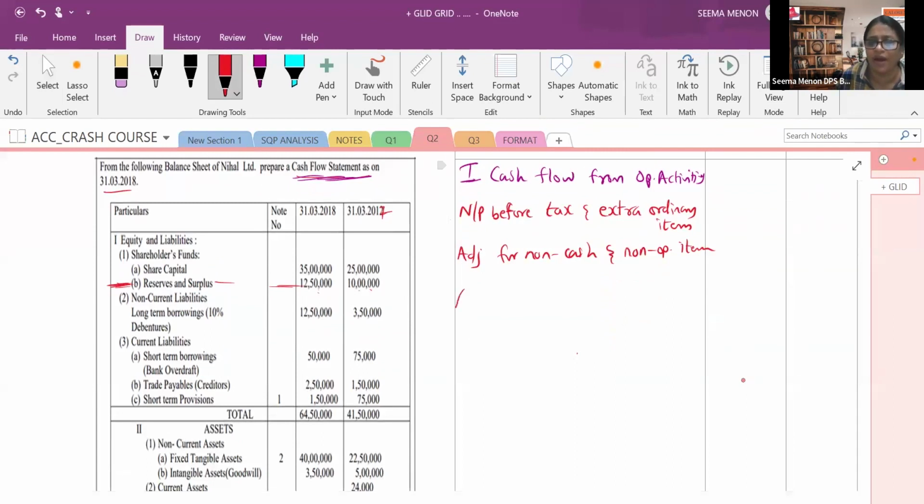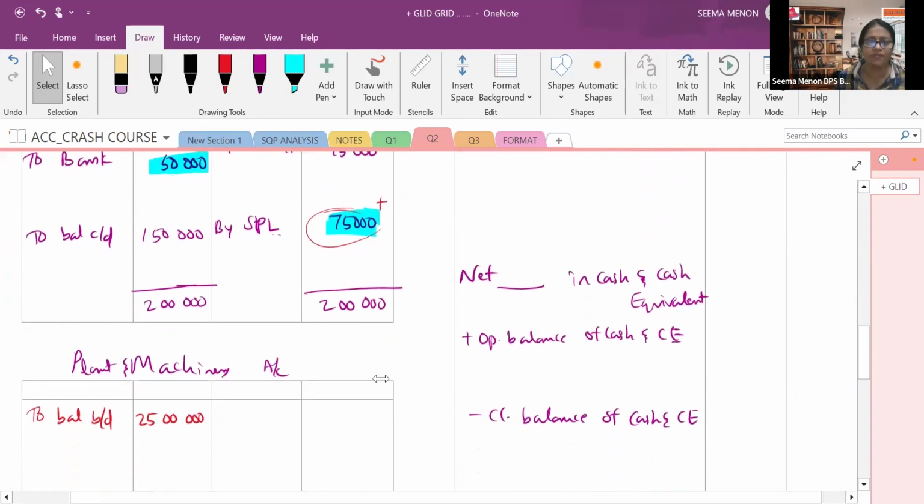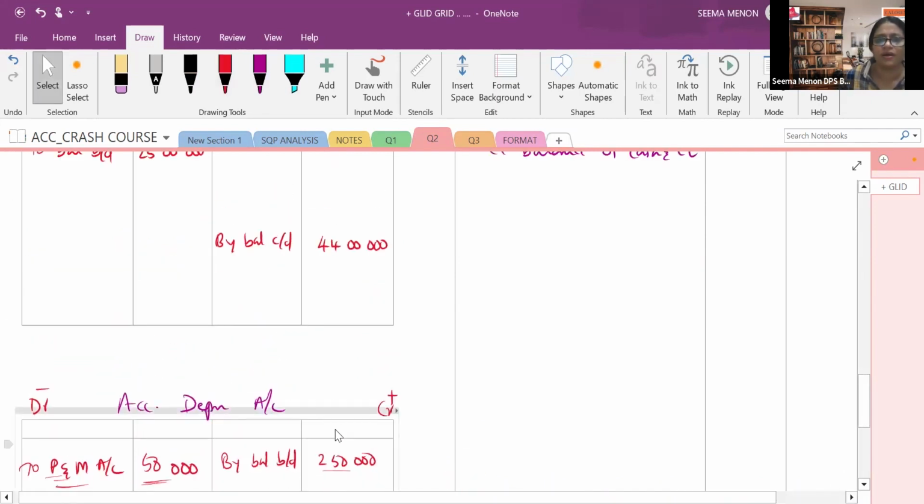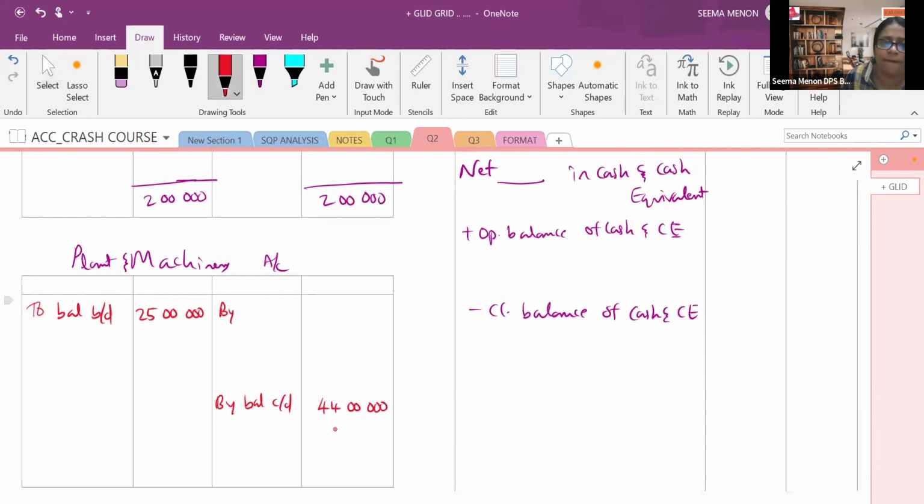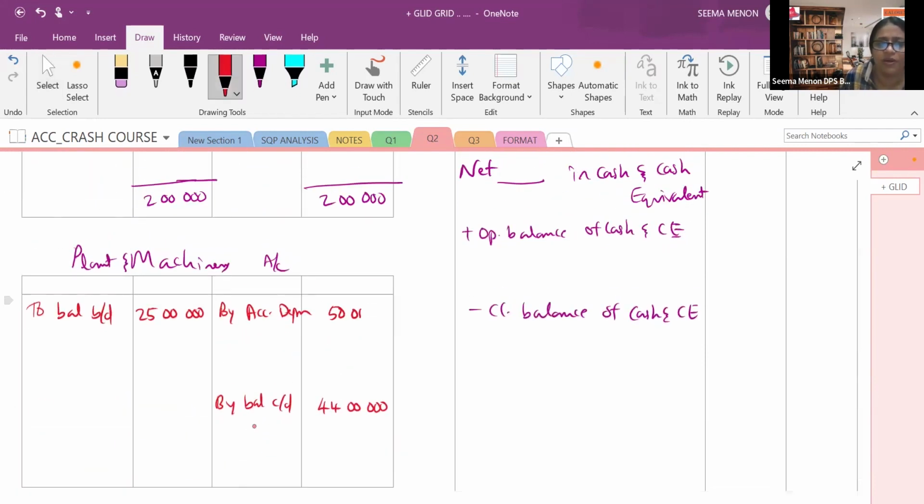So right now we will write add, and you can write depreciation on machine itself. We already found it out, that is 2 lakh rupees. So you just write it along with the working note. You will not wait to complete. Okay. Now, as we discussed, this 50,000 we have to credit into the machine account because it is written plant and machine. You always have to present this diagonally. So you will write by accumulated depreciation. The amount of accumulated depreciation is how much? 50,000. So you will write 50,000. The machine sold for how much? You will write by bank.